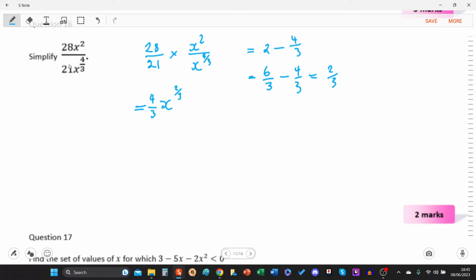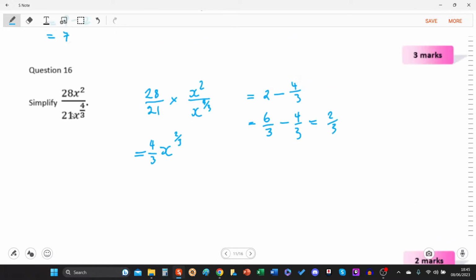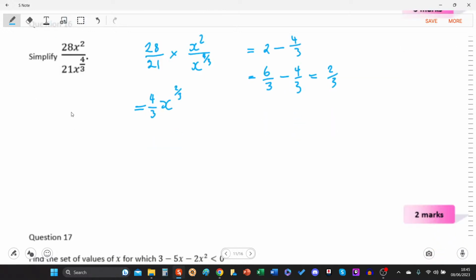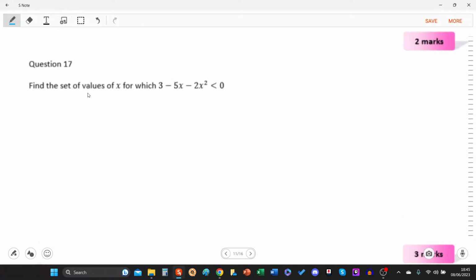Okay, so now we've got this, and nothing really much more to say about this, except these sort of rules are most definitely in a calculator paper, and just be aware that they may come up. You never know. And if they don't, this skill is in part of a different question. All right, next one. Find the set of values for which this is true.